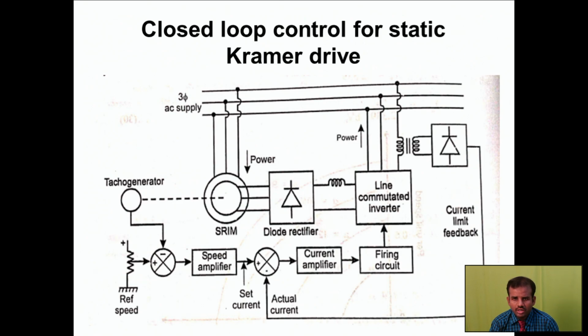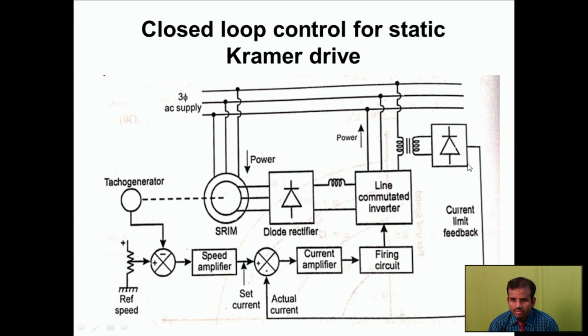The next topic in this static Kramer drive is the closed loop control. Here it is in the form of closed loop. We sense the speed of the slip ring induction motor using this tachometer, and this is the reference speed. The reference speed and the actual motor speed are given to this comparator, and then the error signal is given to the speed amplifier.